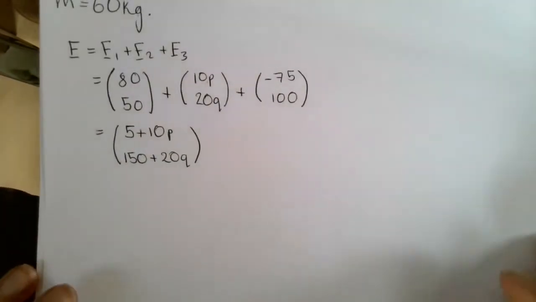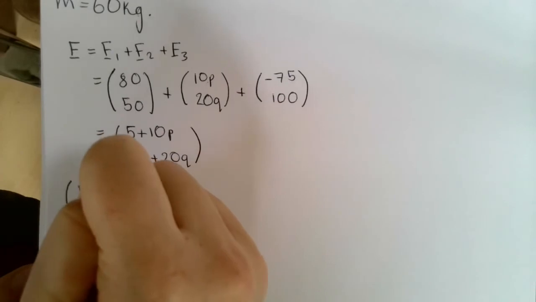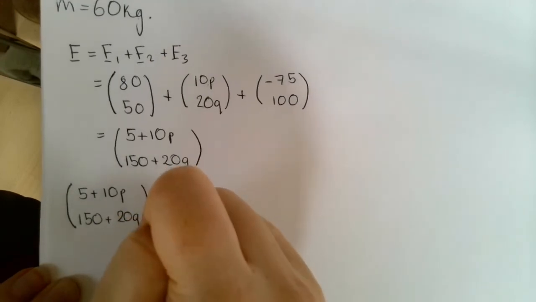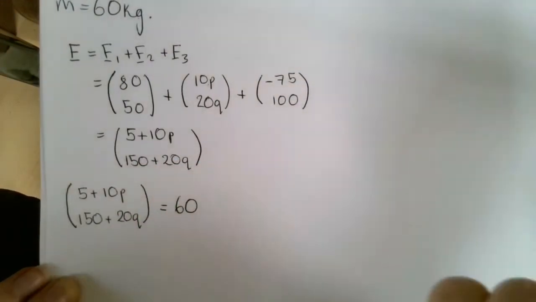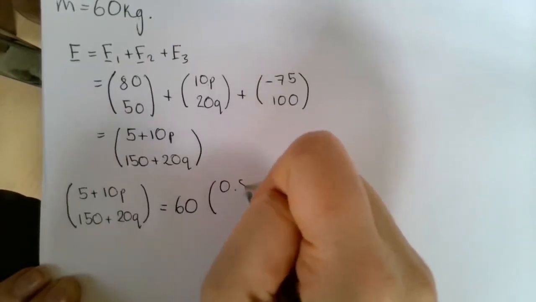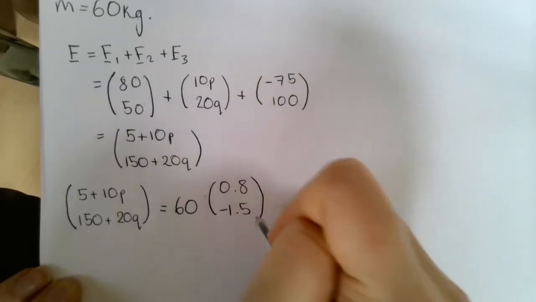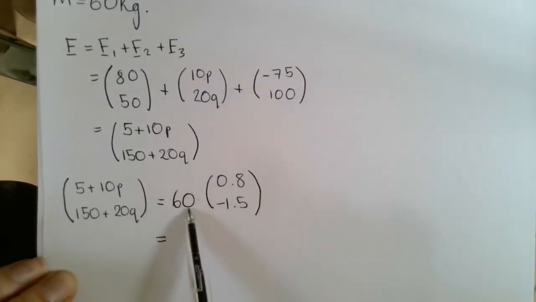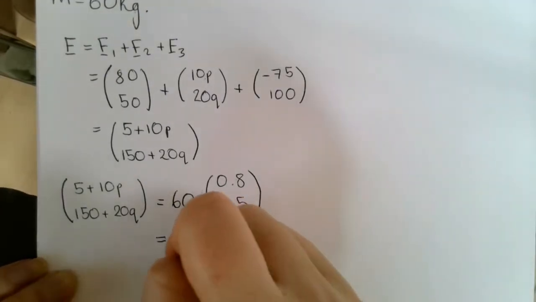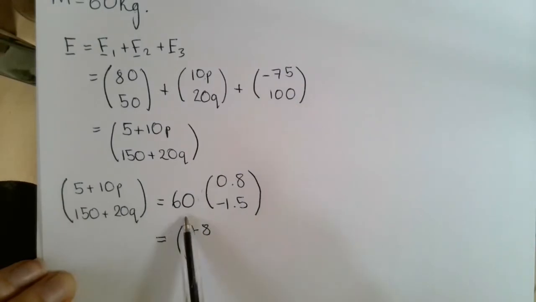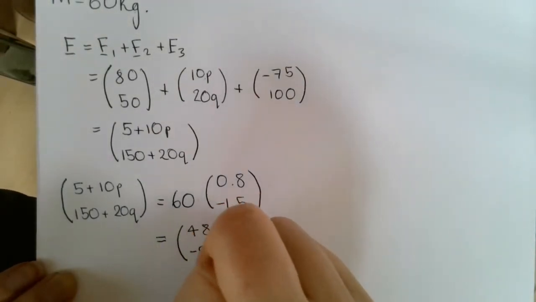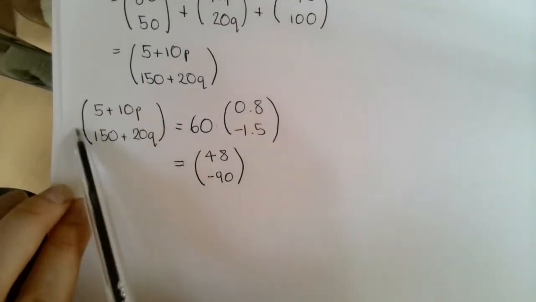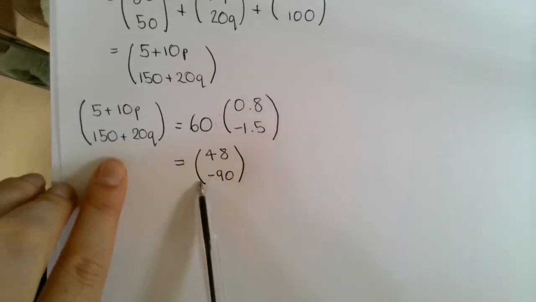Now F is equal to ma. So 5 plus 10p, 150 plus 20q, is equal to the mass, which is 60, times the acceleration, which is 0.8 and minus 1.5. We're going to multiply this column vector by this scalar of 60. 60 times 0.8, that's 48. 60 times negative 1.5, that's negative 90. So we've got that this column vector here is equal to this column vector here.